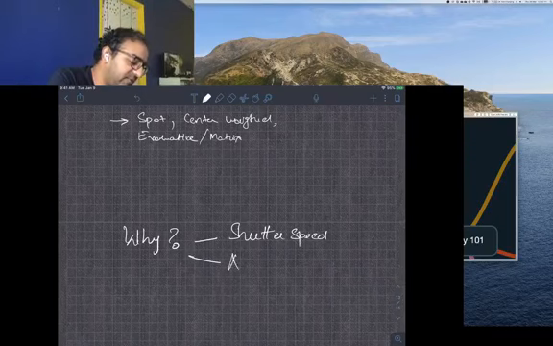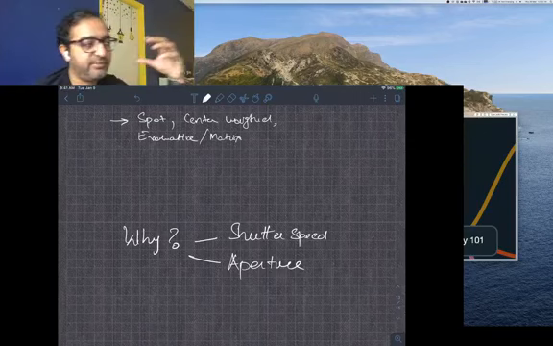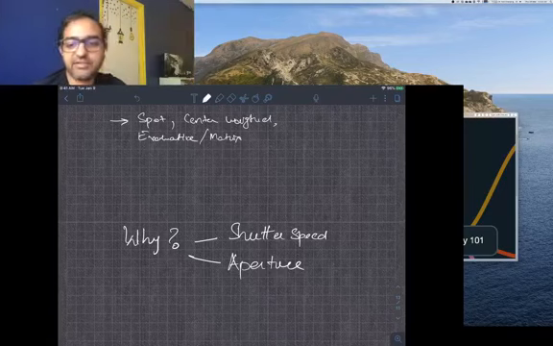Why do we change aperture? Right? So we're going to answer the why question. Aside from just controlling the exposure, why should we change these two parameters? That's what we're going to talk about next time.